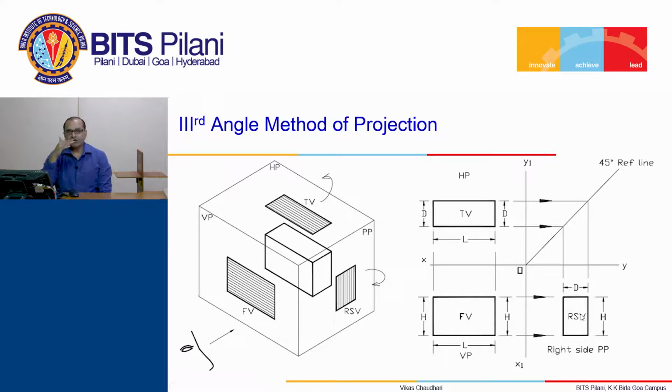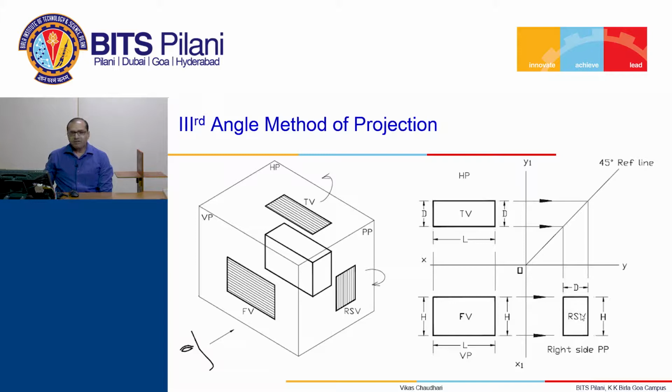Whereas in the first angle method of projection, we had the front view, exactly below the front view we had the top view, and on the left side of the front view we had the right side view. So this is the difference between first angle method of projection and third angle method of projection.